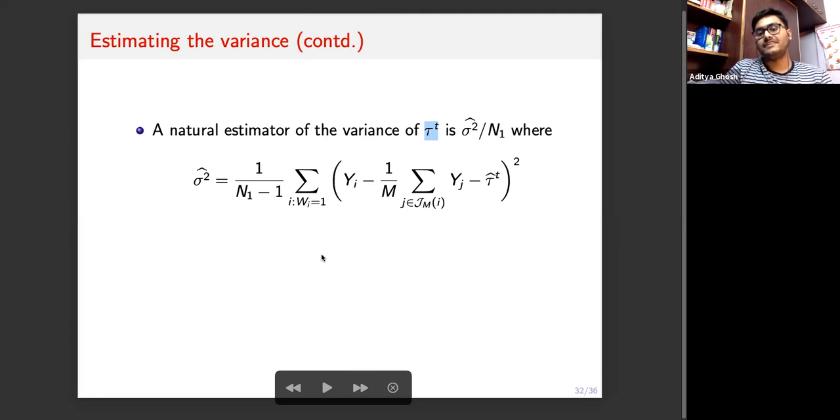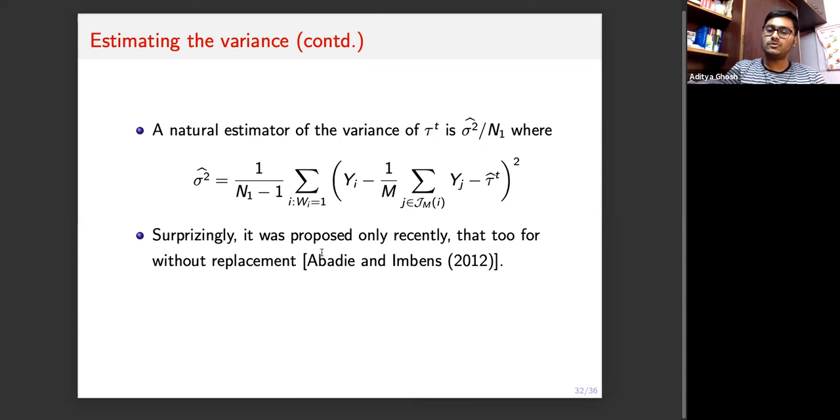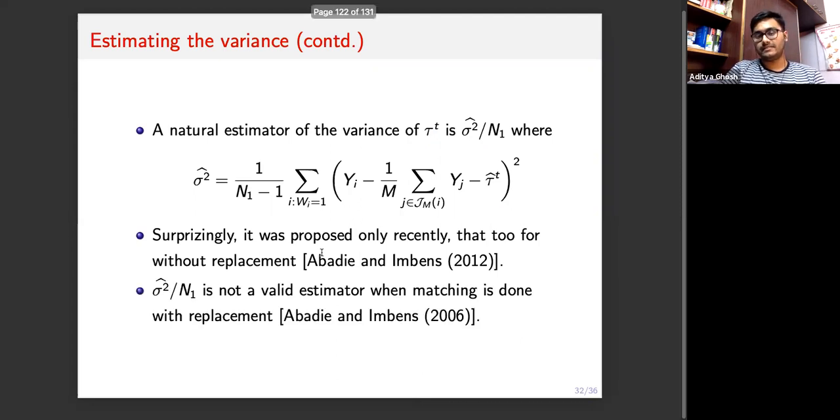But surprisingly, even this intuitive estimator was proposed only in the 2012 paper of Abadie and Imbens, and that too for the without replacement case. For the with replacement case, this estimator actually fails. It is no longer consistent, and that was shown in the earlier paper. Okay, so I think that's all that I wanted to say for now.